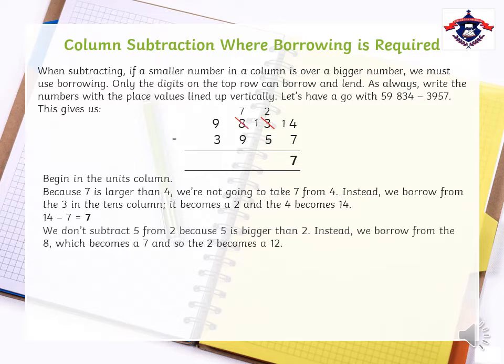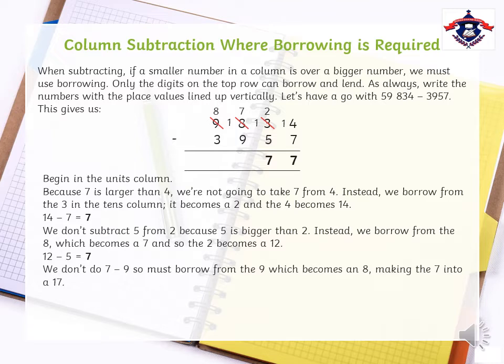Similarly, we do not subtract 5 from 2 as it is a bigger number. Instead, we borrow from the 8. Now this 8 becomes a 7 and the 2 becomes a 12. Similarly, we don't do 7 minus 9. So you have to borrow from the 9 which becomes an 8 and it makes 7 into a 17. So the answer we get is 5877.